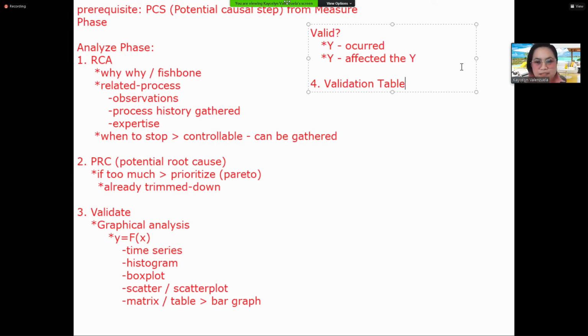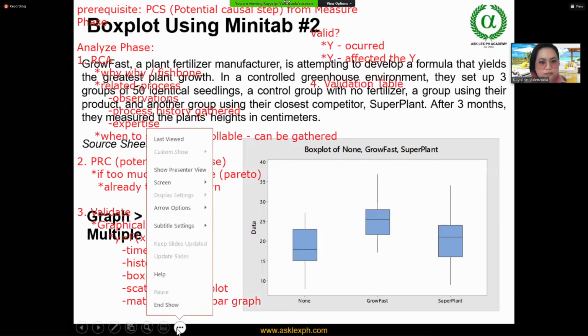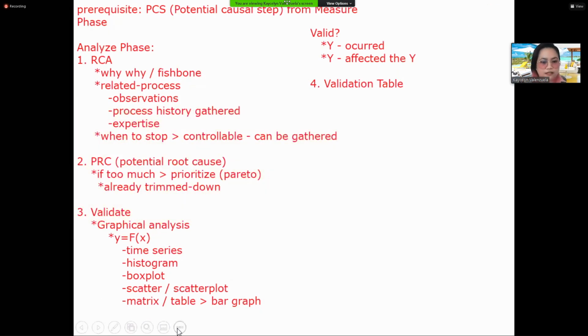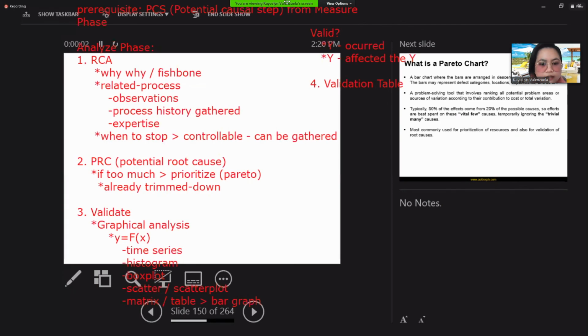So, time check. What time is it na ba? Let me look at my taskbar. Oops. Ano nangyari? Okay.